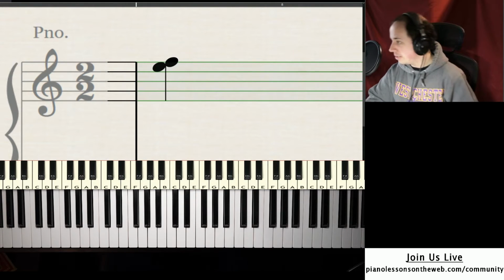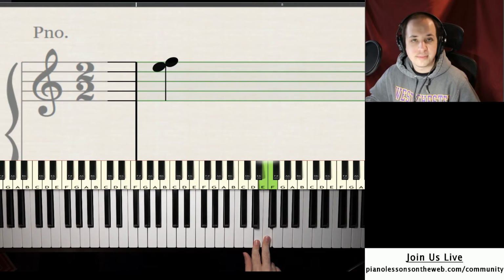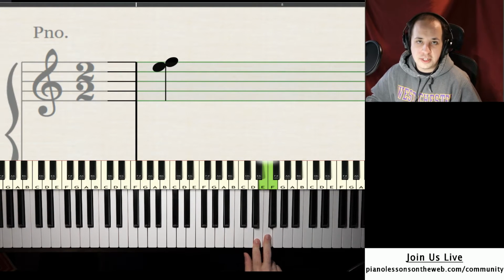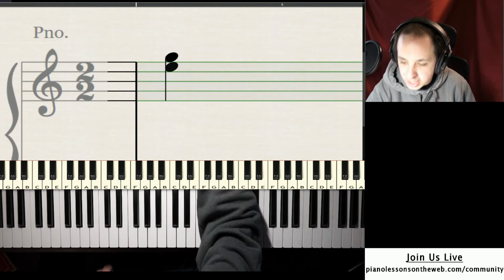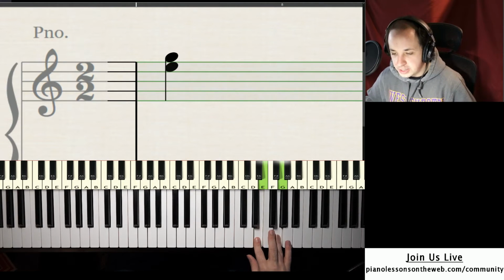So there you go, there's a second. We have E and F right here. Now, it's pretty easy to tell how far away they are. So when you start moving them further and further away, you have a third. A third looks like a stacked snowman.